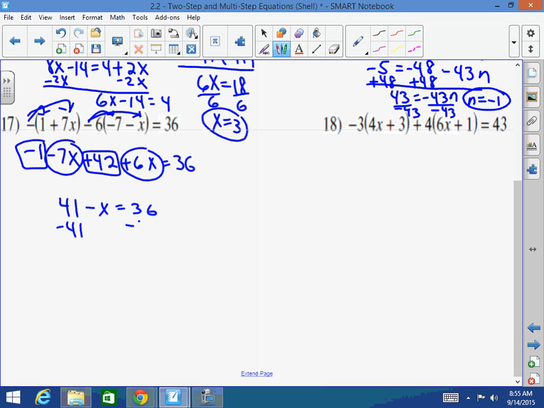Subtract 41 from both sides. I'm very proud of you. -x equals -5. And you divide by -1. Yes, sir. You got this. I better watch out or you guys are going to take my job from me, because you're doing a great job. Awesome. All right, who wants this bad boy here?